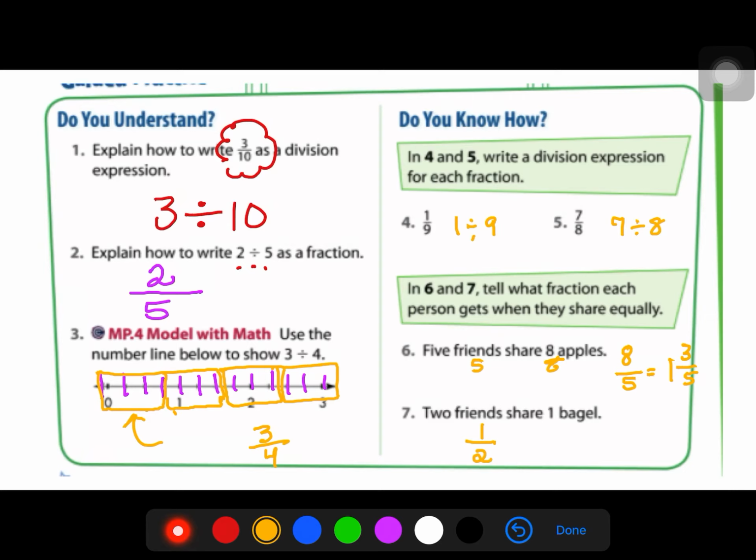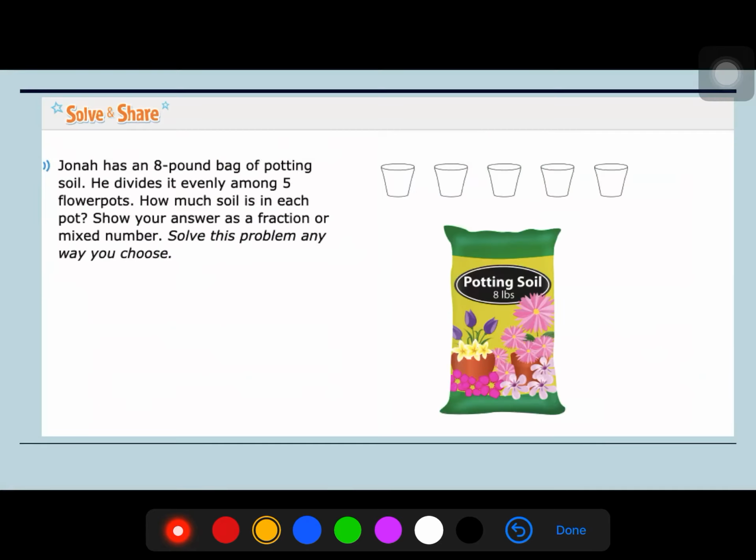The next part continues to practice the same concept. Jonah has an 8-pound bag of potting soil. He divides it equally among 5 flower pots. How much soil is in each pot? Show your answer as a fraction or mixed number. Solve it any way you choose. I want you to think about it.